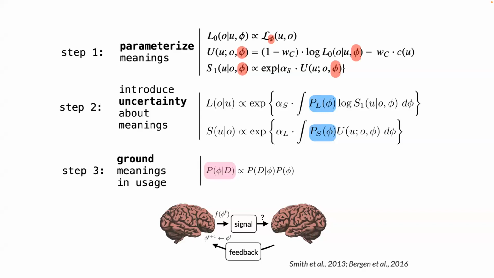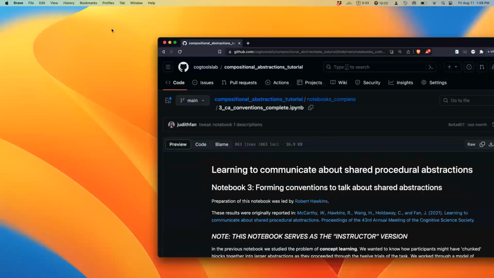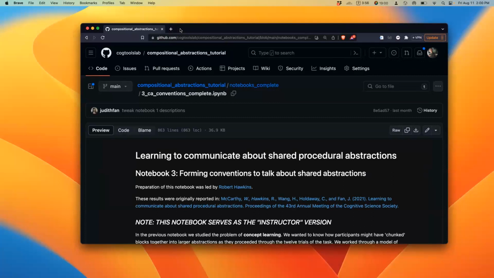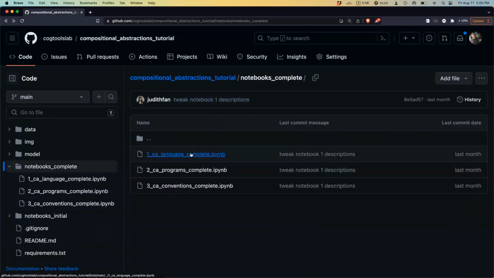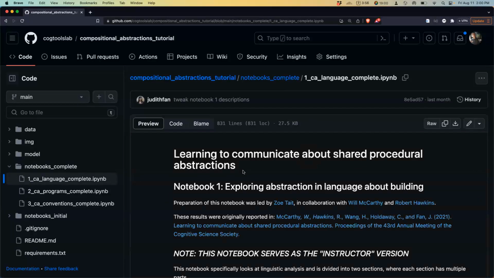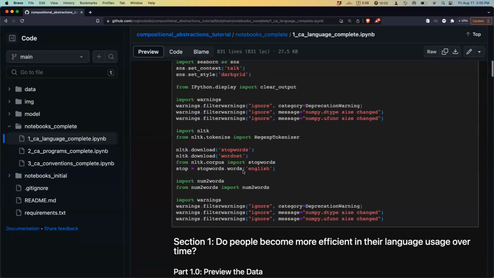But I think we're running out of time. So maybe I just want to give you a brief tour so that you can look at it on your own if you're curious. There are 3 notebooks I prepared. The first one is a bunch of natural language processing analyses.